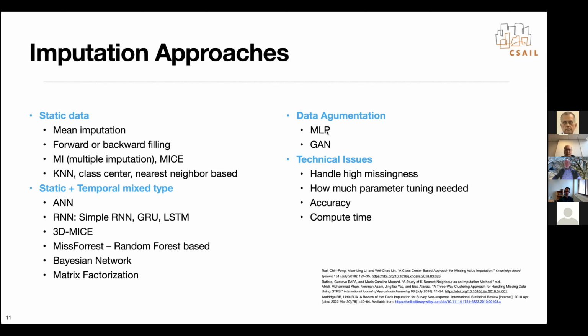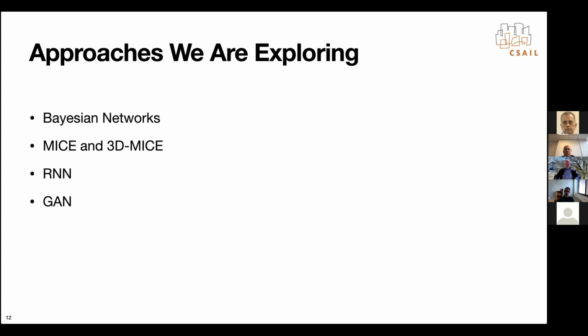And then there are data augmentation methods like multi-layer perceptrons and GANs. The technical issues that all these things have to face are dealing with high degrees of missingness in the data and how much parameter tuning is needed, how much accuracy is needed, and then also practically speaking, if you're dealing with a very large data set, then compute time also becomes important in the choice of techniques. So the methods that we're looking at in this project are Bayesian networks, MICE and 3D MICE, various recurrent neural network techniques, and generative adversarial networks.